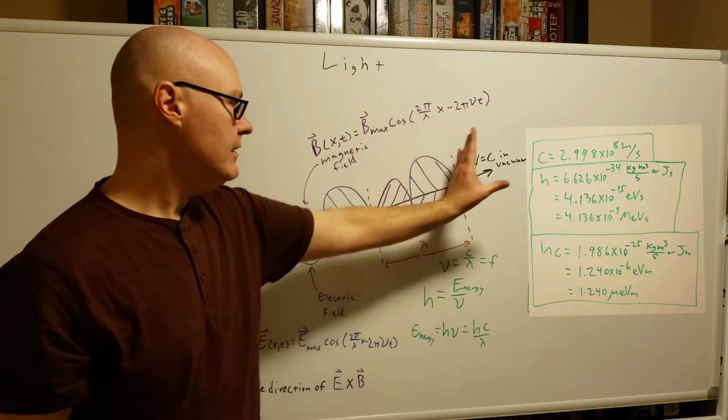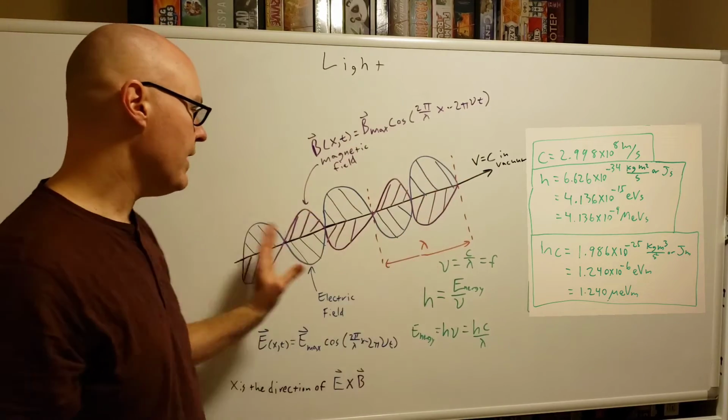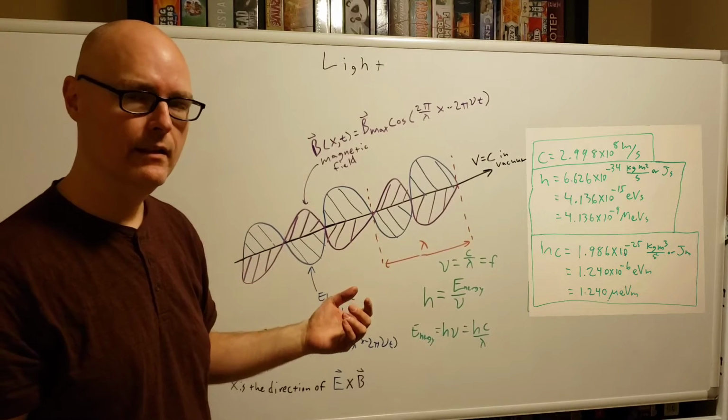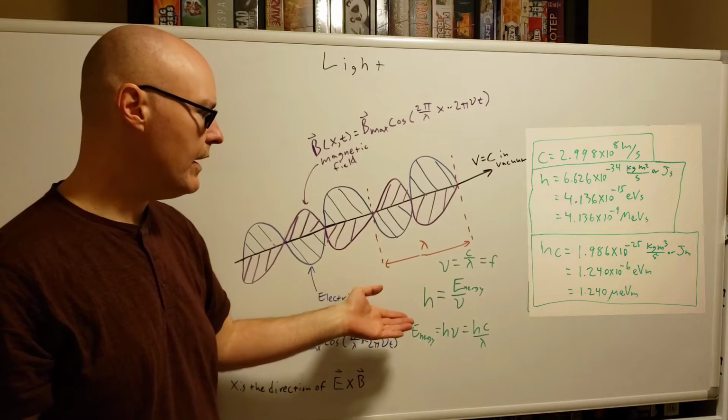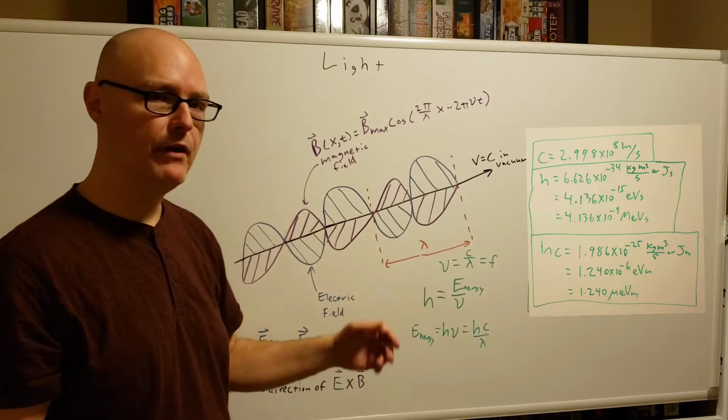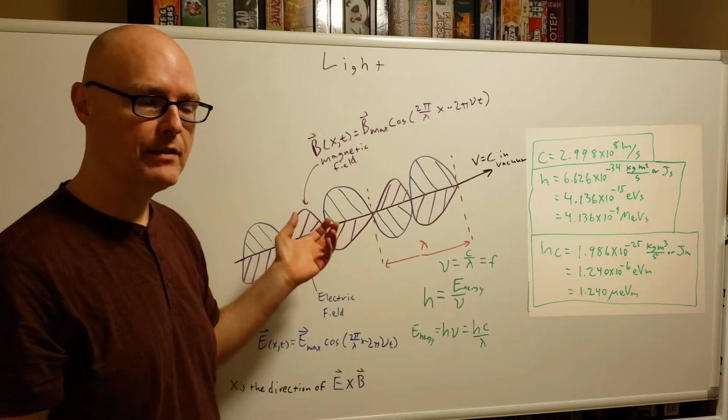How much energy is traveling? That's important for us, right? So we have this thing called Planck's constant. Planck theorized that if I took the energy of the photon and divided it by the frequency of that photon, that would be some constant value.